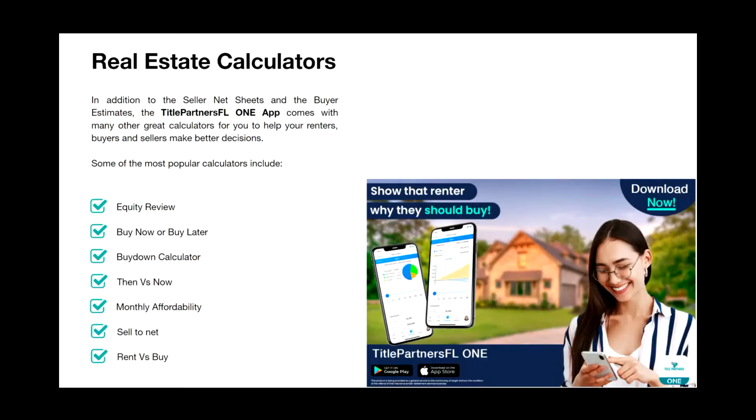Okay, so there are other calculators. We have equity review. We have a buy now or buy later, so if you have a client that's on the fence, you can plug in everything for them and explain to them this is what it's going to cost you. You have a buy down calculator, a buy then versus buy now, monthly affordability, a seller net, and a rent versus buy. So if you have a client that is on the fence on whether they should rent for another year or buy, this is a great tool to give them the push that they need and show them what they're going to be spending every month on rent versus purchasing a home and building equity.